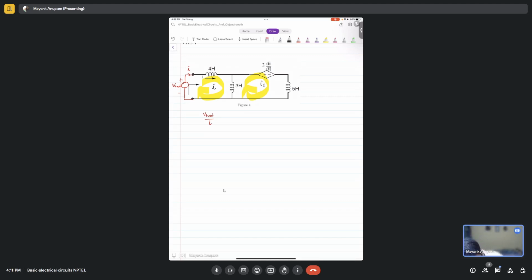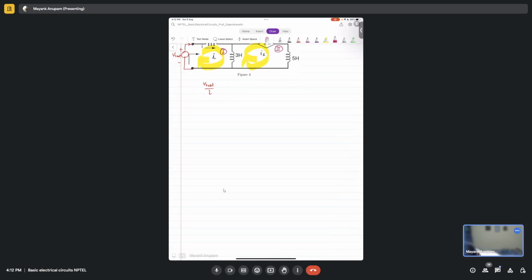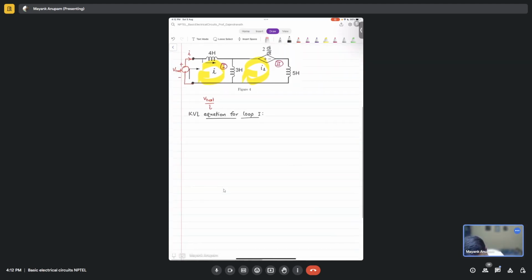Fine. Now I need to solve some KVL equations. So what is the KVL? Let's call this loop number 1 and this loop number 2. So let's find out the KVL equation for loop 1. Tell me what will be the KVL equation for loop 1. Go on, tell me.